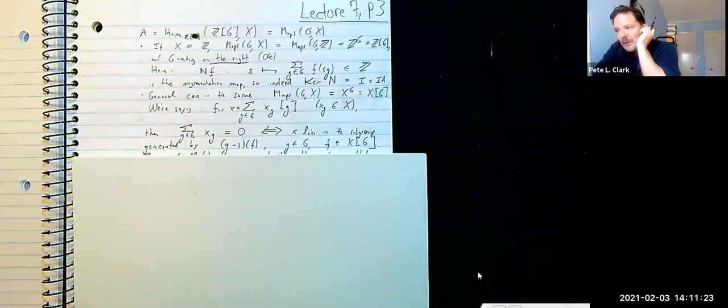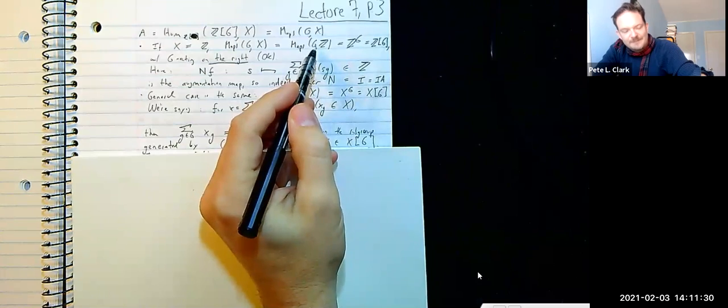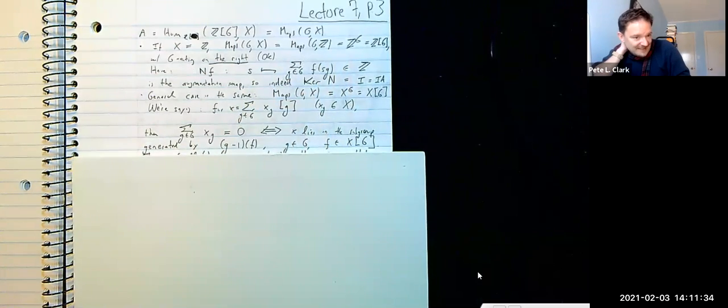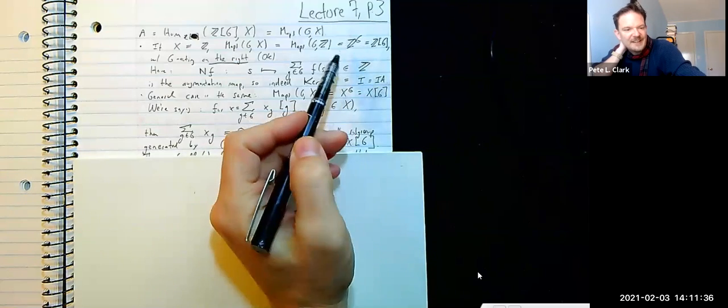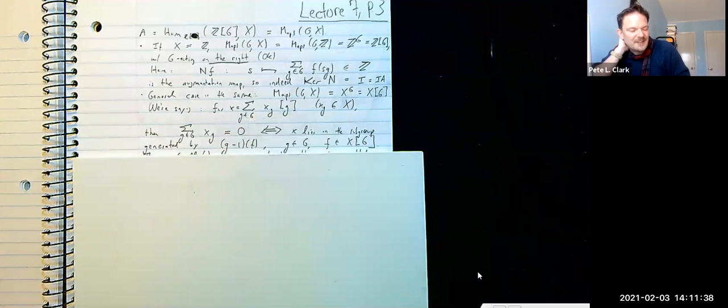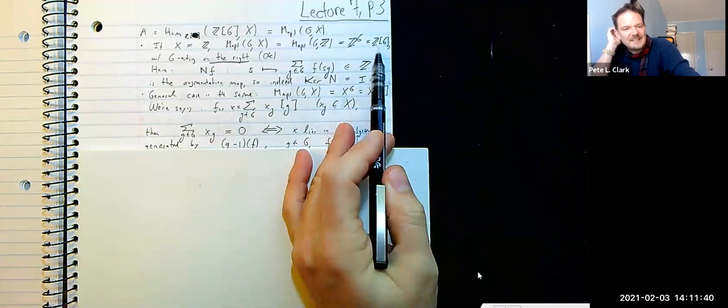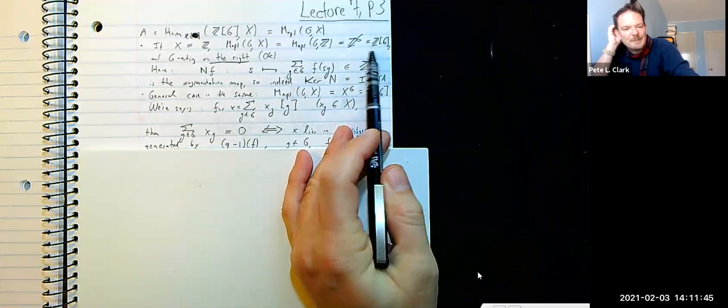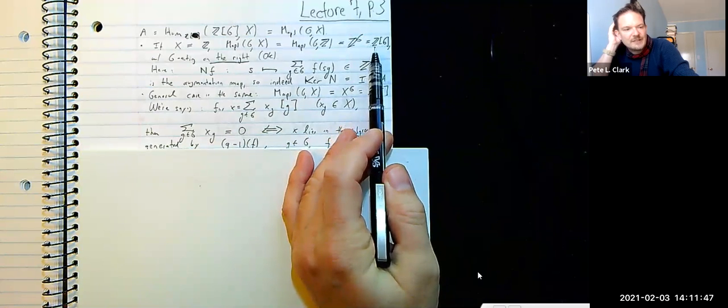If X is equal to Z, then we're looking at the maps from our, now I'm about to use that G is finite, so the maps from our finite group G into Z. Well, that's Z to the G. That's what the maps from any set to any other set is. And that's the group ring, right? So the group ring is a direct sum of a bunch of copies of Z indexed by G.